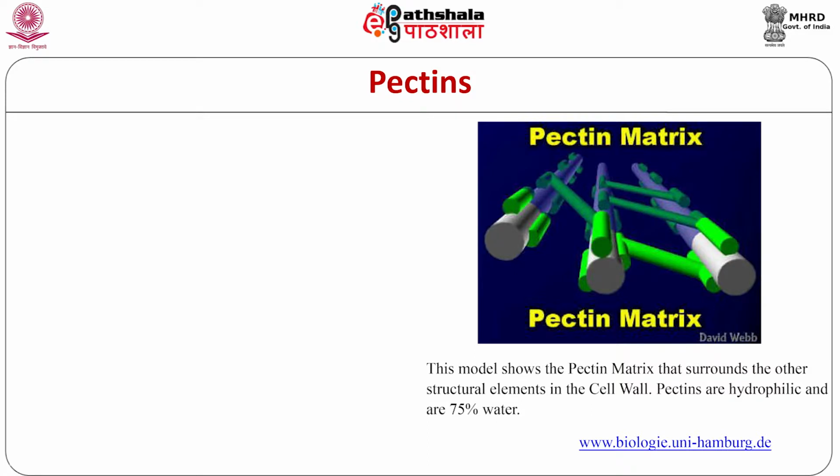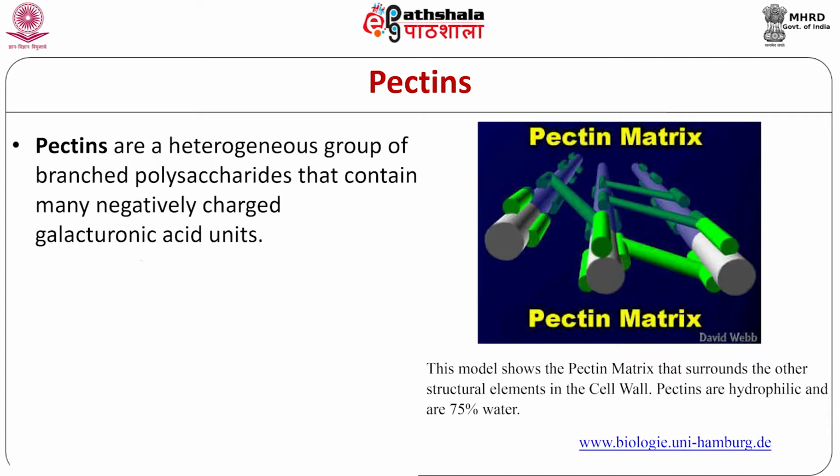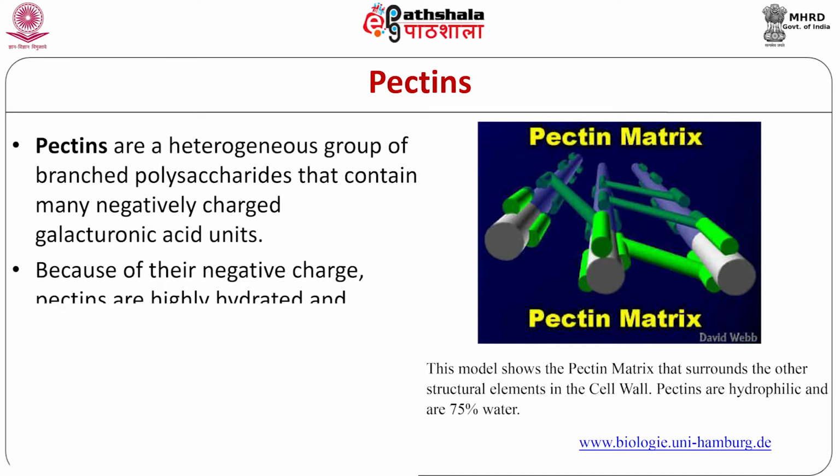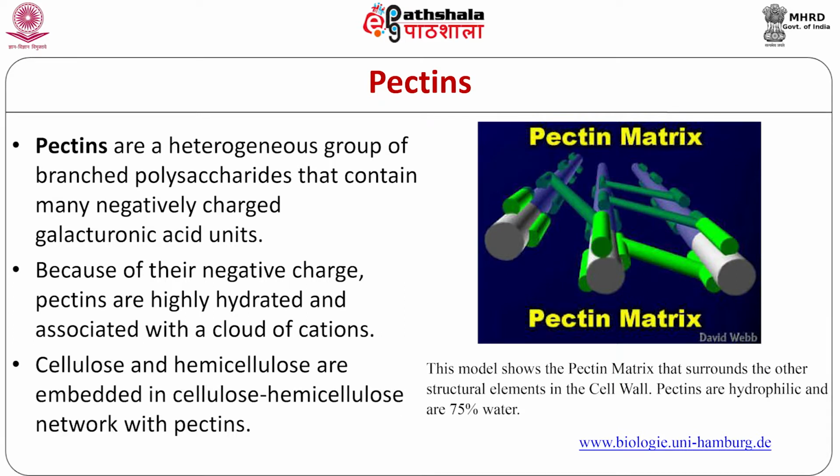Pectin is a family of complex carbohydrates found in all plant primary walls that play structural and informational roles in plant cells. Pectins are a heterogeneous group of branched polysaccharides that contain many negatively charged galacturonic acid units. Because of their negative charge, pectins are highly hydrated and associated with a cloud of cations. Cellulose and hemicellulose are embedded in a cellulose-hemicellulose network with pectins.